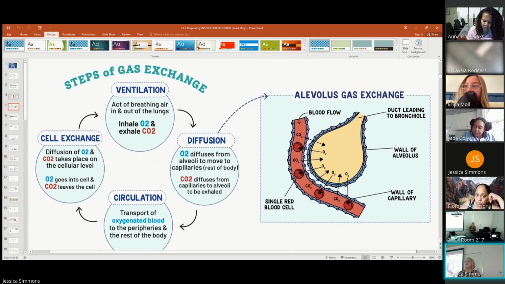So that diffusion of oxygen and CO2 doesn't only happen in the alveoli and capillary beds, it also happens to oxygenate our cells. Okay. So this picture zoomed in, this is your alveoli, this is your capillary membrane, and this is the diffusion happening between the two. Okay.